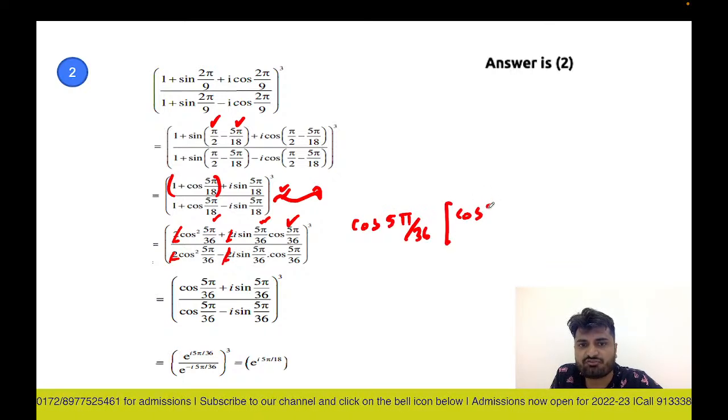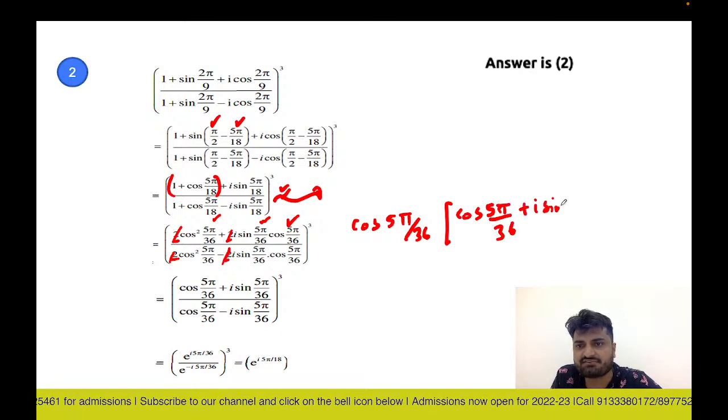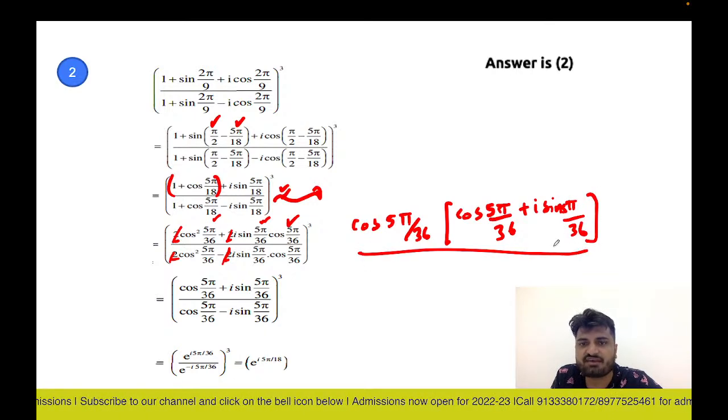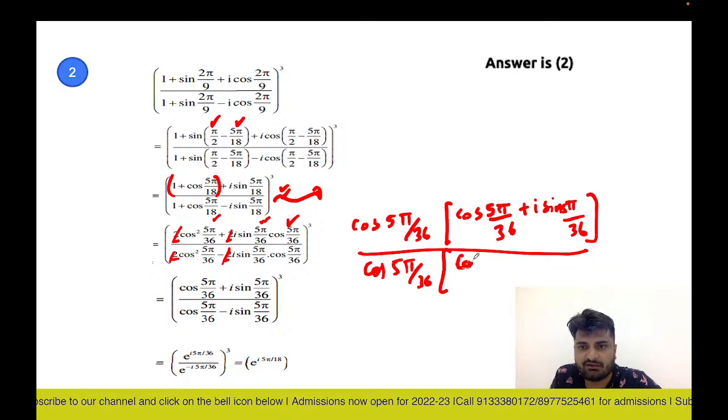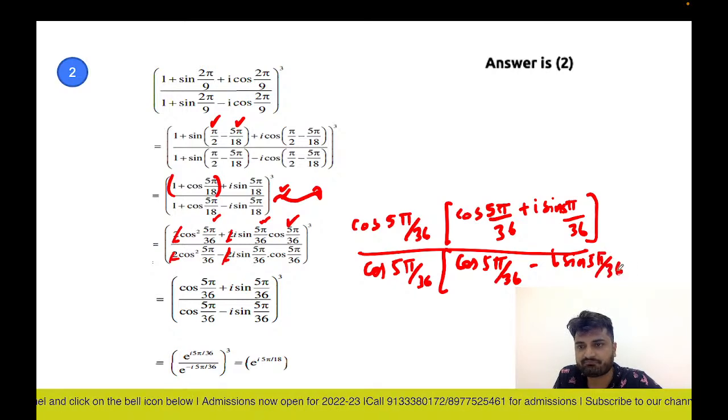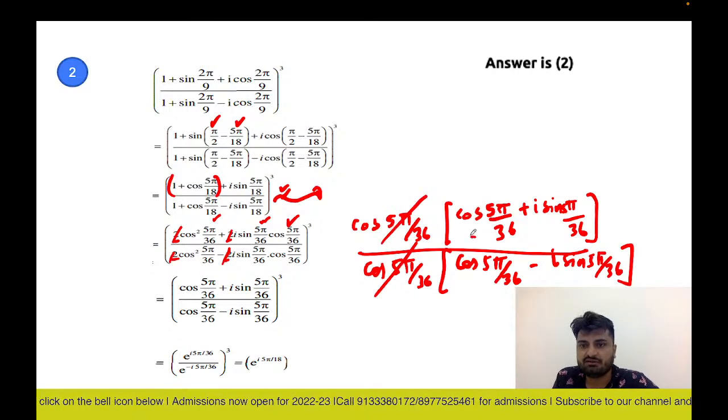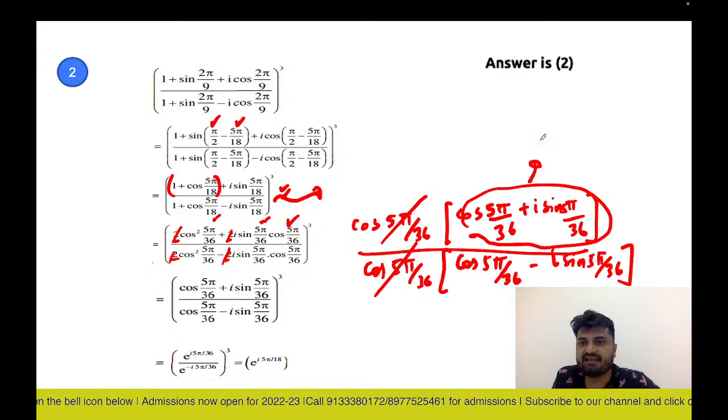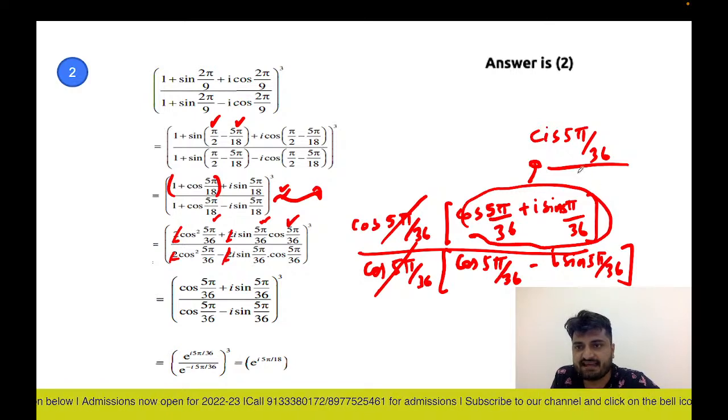You will get cos 5 pi by 36 plus I sin 5 pi by 36. Denominator also same. Cos 5 pi by 36 is there. This again cos 5 pi by 36 minus I sin 5 pi by 36. So cos cancelled. So this is like cis 5 pi by 36 and this is like cis minus 5 pi by 36.